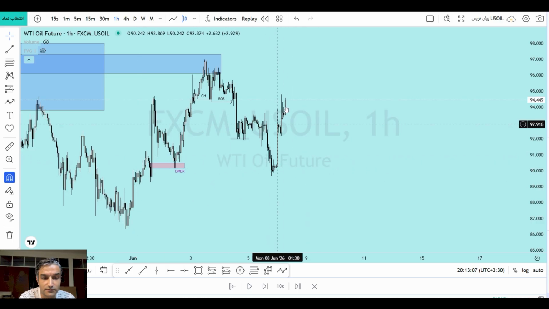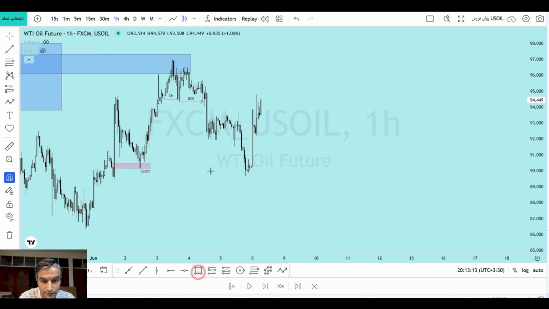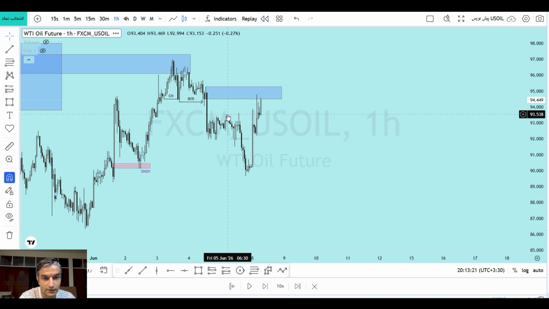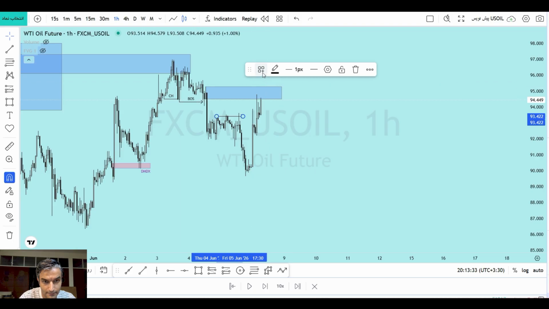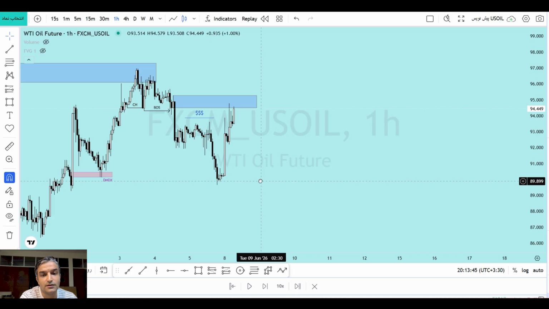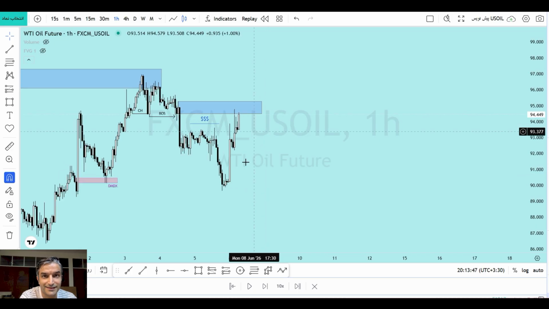Price came back from the middle of this range, and as you see, touched this unmitigated block. We have FVG here, and we have liquidity and many others. Put their stop loss above this area. All of these are liquidity in this area. Okay, now we are waiting for an engulfing candle for confirmation and then enter the market.